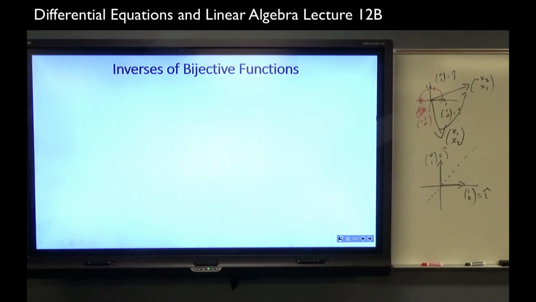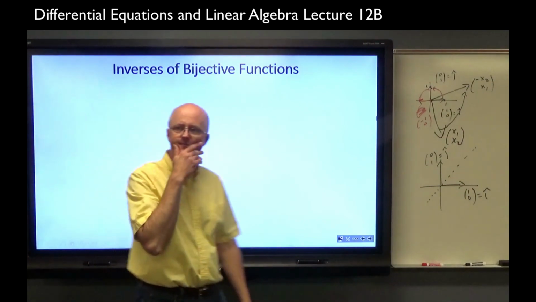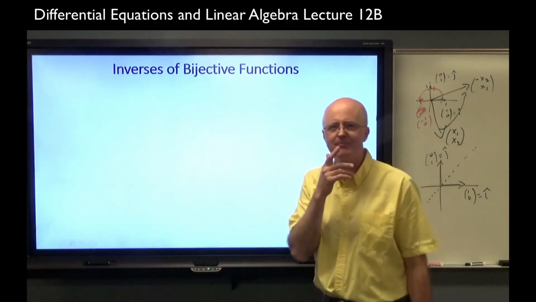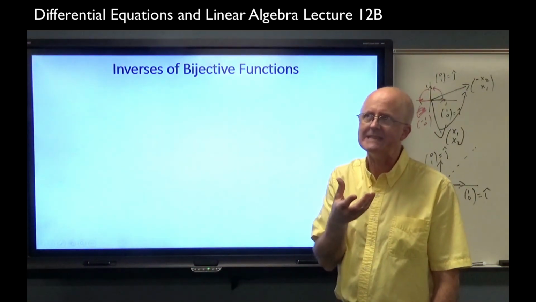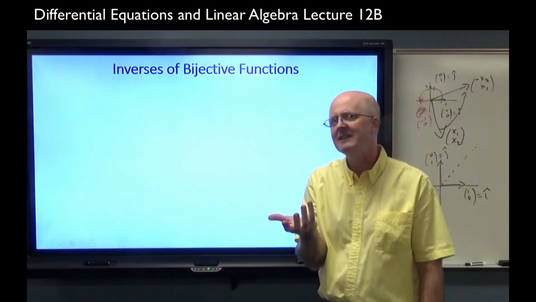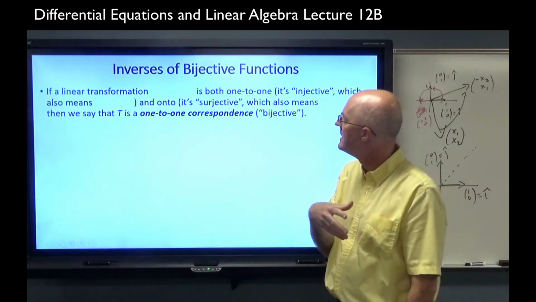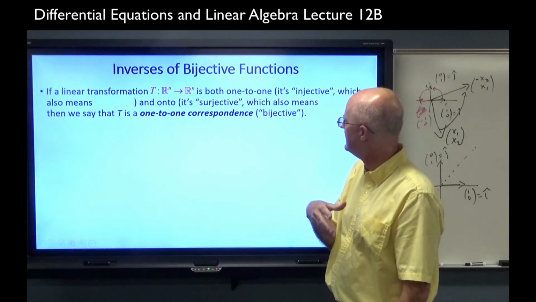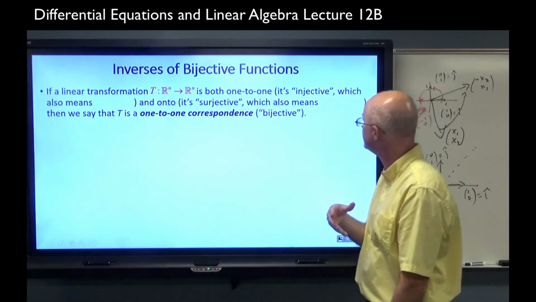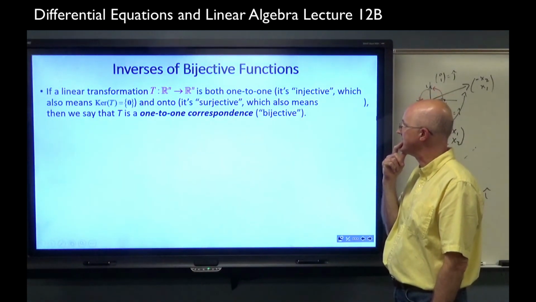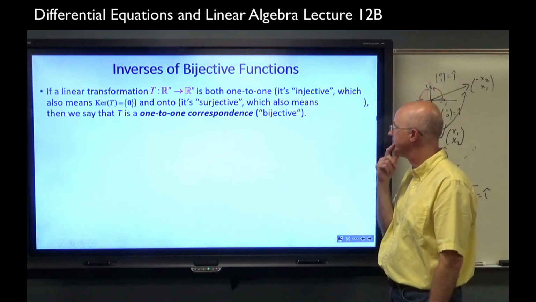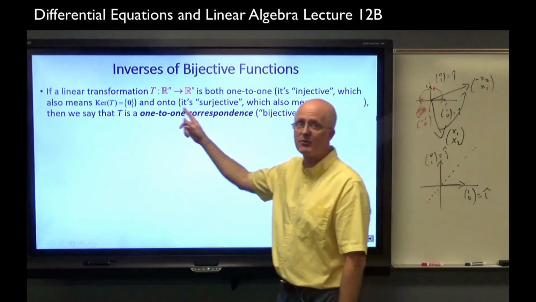Inverses of bijective functions. What does bijective mean? Bijections are one-to-one and onto. A bijection is a noun. Bijective is an adjective. If a linear transformation T from Rn to itself is one-to-one, injective, which also means its kernel must just be the zero vector, as we've talked about. That's special for linear transformations.